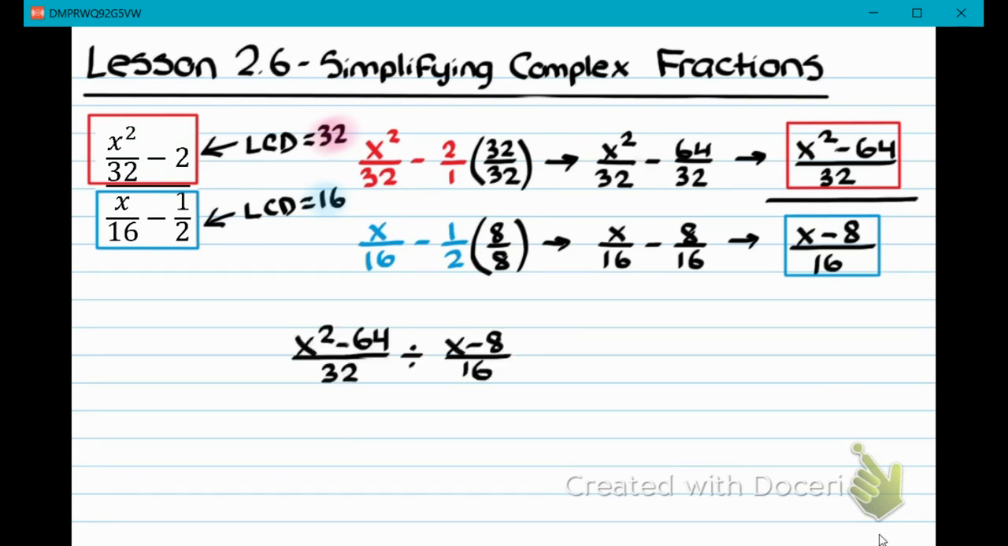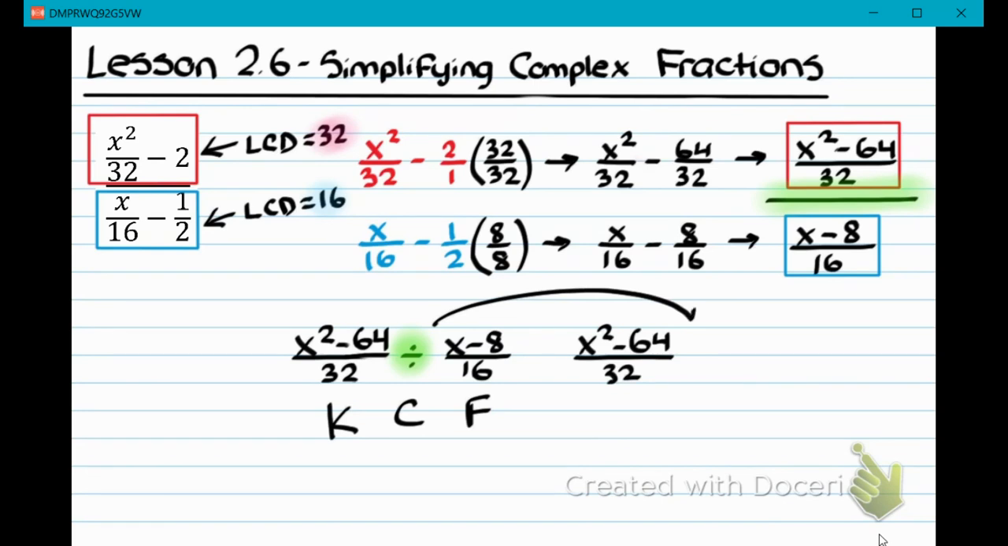Hopefully you said to change the division line into a division sign. Okay, we do this to make it easier for us, and it's just the appropriate way to write it so that we can eventually do our next step, which is keep, change. What's the next word? Hopefully you said flip. Okay, keep, change, flip. So we never want to do a division problem. We want to change it to multiplication. So we would keep the first fraction exactly the same, x squared minus 64 over 32.